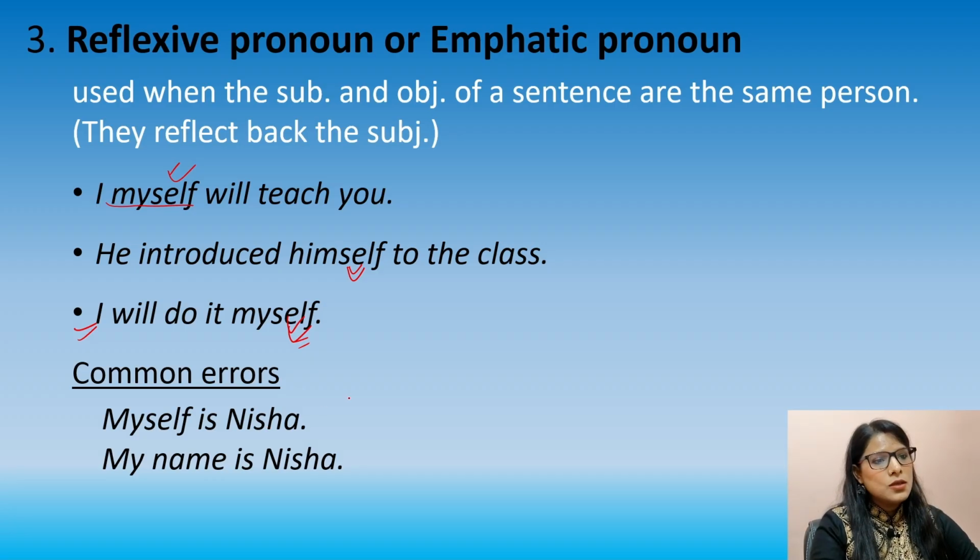अब common errors. My self is Nisha, no it's wrong, we don't say like this, okay. Whenever you introduce yourself, we always say my name is or this is, okay. So my name is Nisha, this is correct, this is not correct, this is correct, okay.